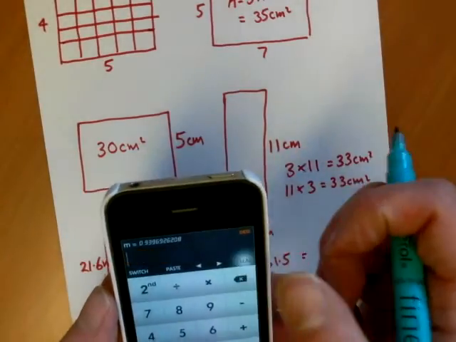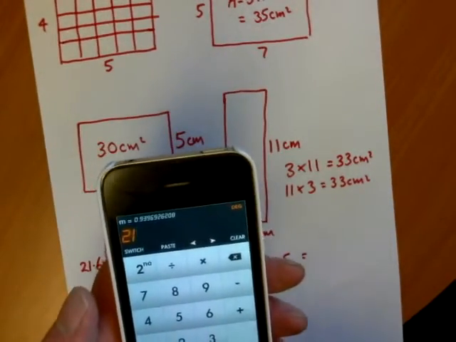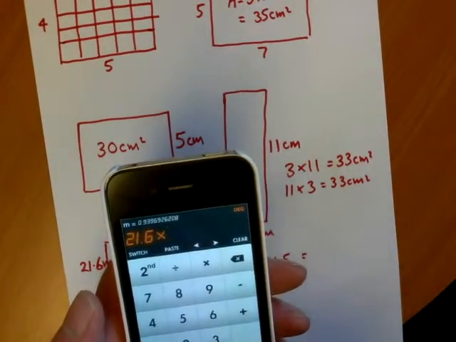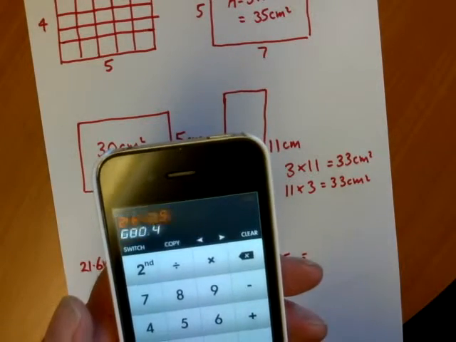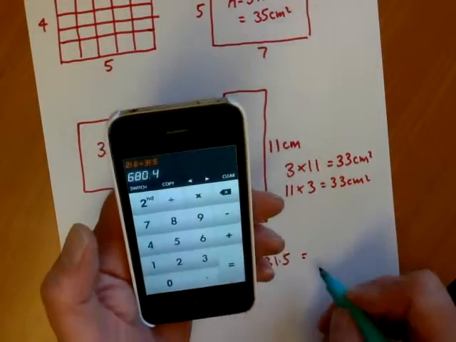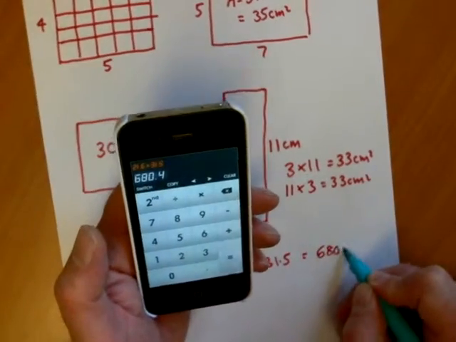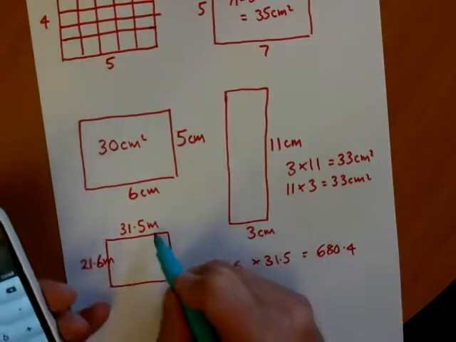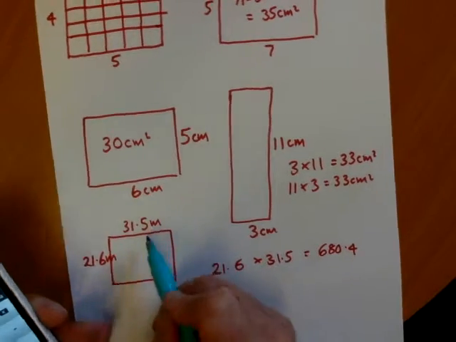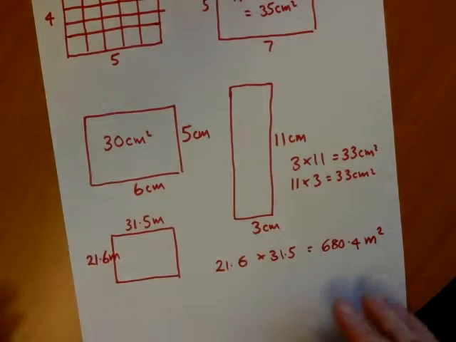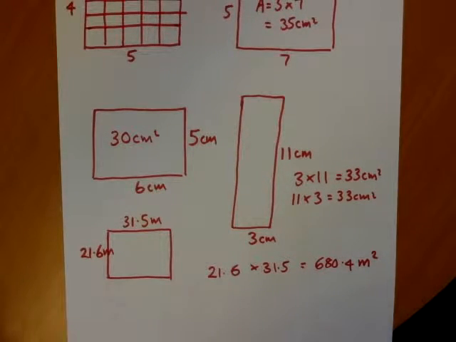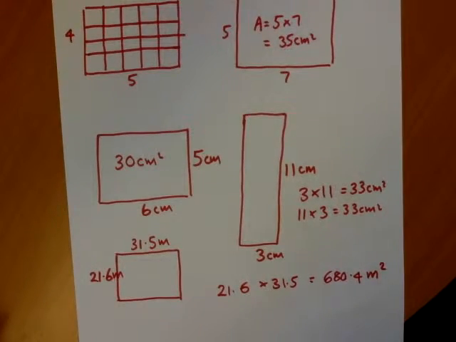So here we go then. So we've got 21.6 times 31.5. And we press the equal sign. 680.4. Remember that unit was m. You've got the m times the m. That's why we have the answer in metres squared. So that's how you handle the area of rectangles.